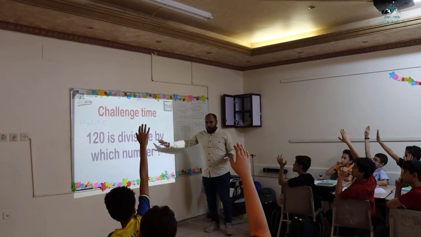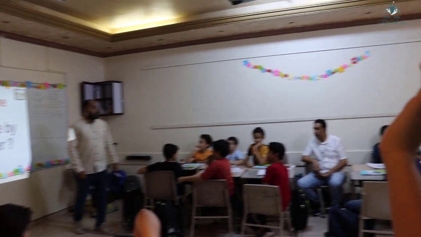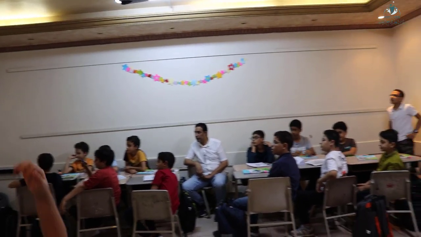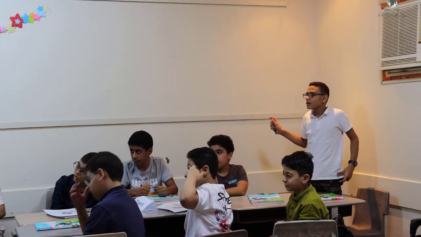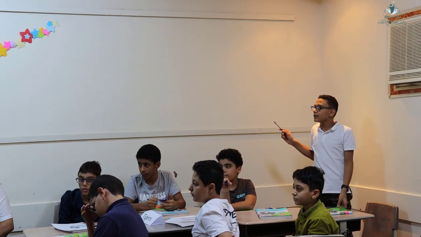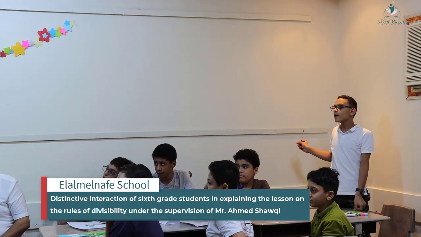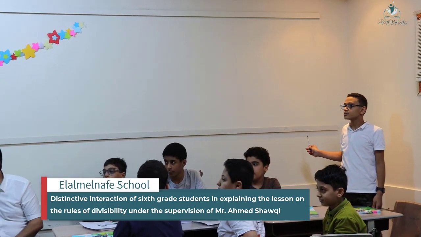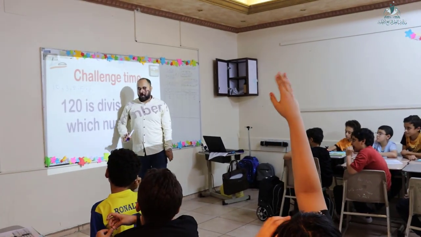If there is another number that divides this number, yes, Muhammad. 6. Why? Because here 20 is divisible by 6. 20 is divisible by 6? What is the divisibility rule of 6, Muhammad? 2 and 3. Yes, if the number is divisible by 2 and divisible by 3, then it's divisible by 6. So this number is divisible by 6.